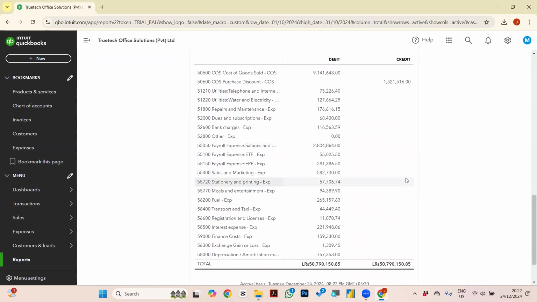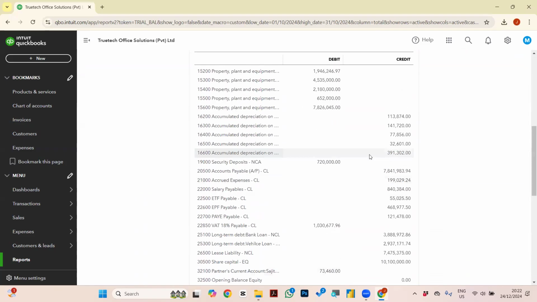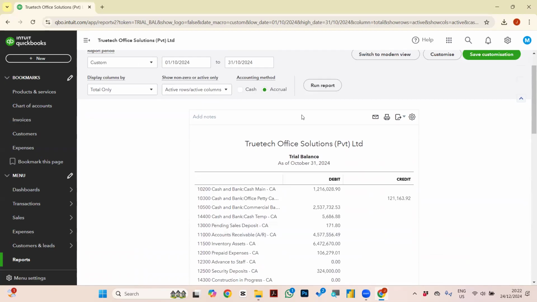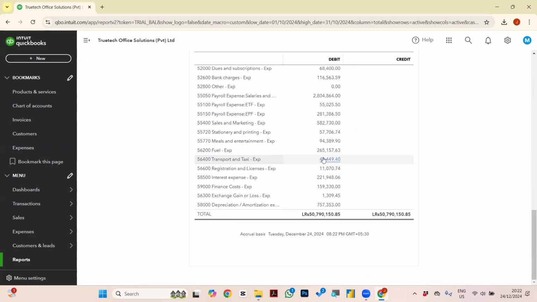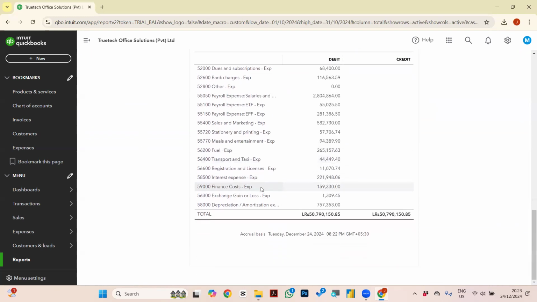Yeah, this is the trial balance. It shows all the account balances on this particular date. So you can get the trial balance in this way. There are different trial balances you can get. I suggest this one. This is very simple and it gives you everything.